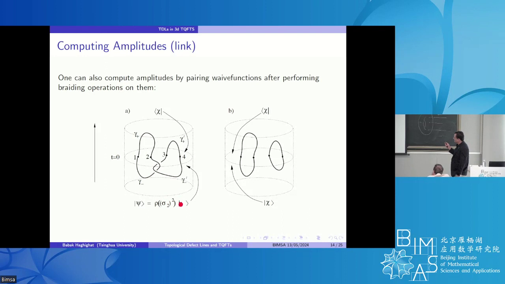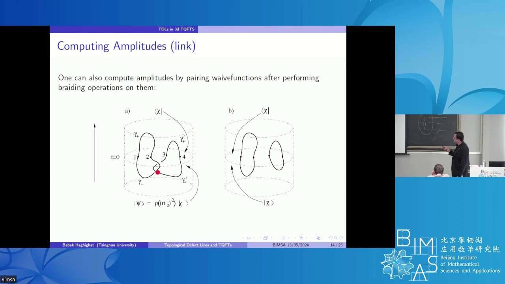Now, what does this chi mean? That chi means if nothing would happen, the propagation along time would produce a wave function. From downstairs, you get a wave function chi. From upstairs, you get a dual wave function, also chi. But now, actually something happened, because you have braided them before reaching the time t equals 0.